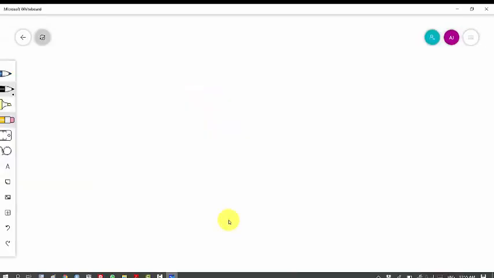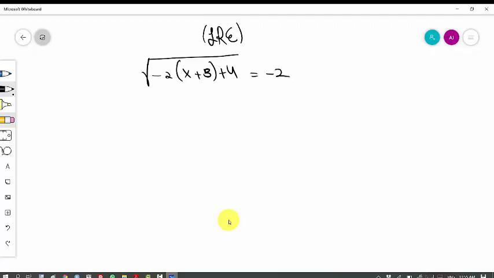Let me start with the first type of radical equation, namely linear radical equation, such as minus 2 times x plus 3 plus 4 under the second root is equal to minus 2. Now in order to solve this radical equation, I have to get rid of this radical sign. And to do so, I raise both sides of the equality to the power 2. Why 2? Because the degree of the radical is 2.